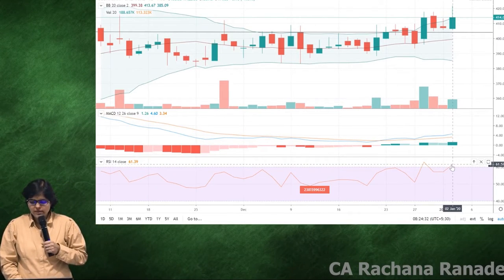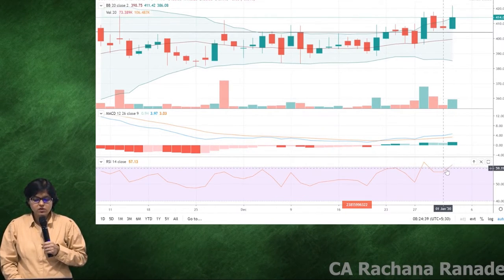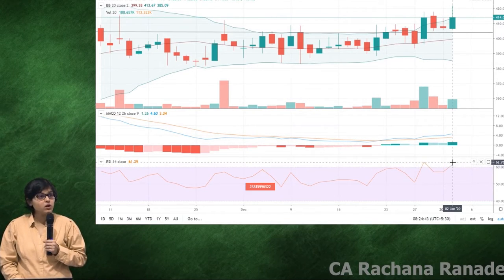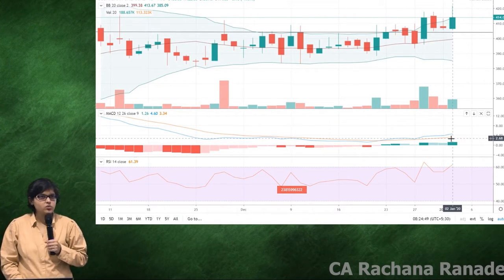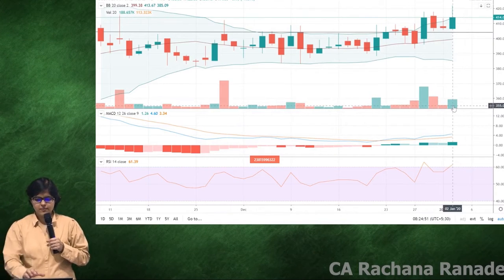Number 2, MACD crossover we can see. Yes or no? Yes. Only problem is that volumes are still not that high. Remember what should have been our thumb rule? This should have been here maybe. This should have been taller to give a better confirmation. So volumes are still a little bit low on this.